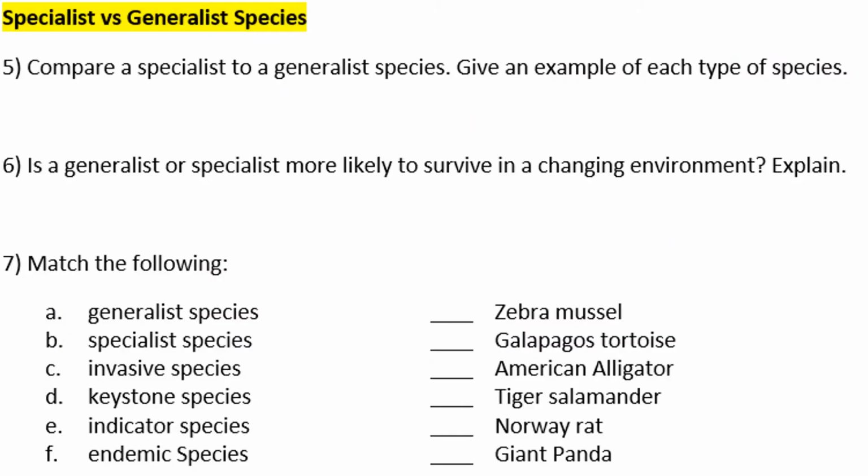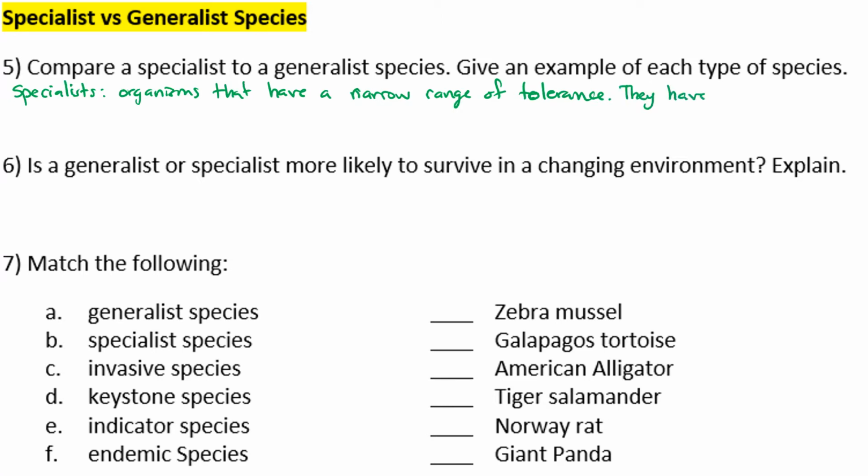Compare specialist to a generalist species. Give an example of each type of species. So let's start off with the specialists. They're organisms that have a narrow range of tolerance. They have very specific needs. Example, we have the koala, the panda, and coral reefs.